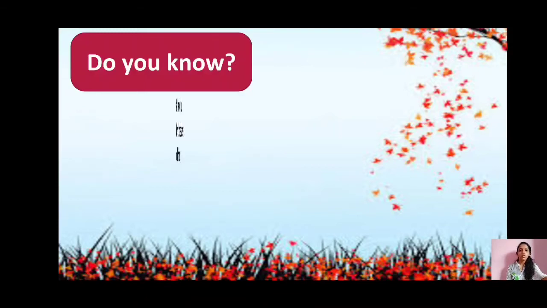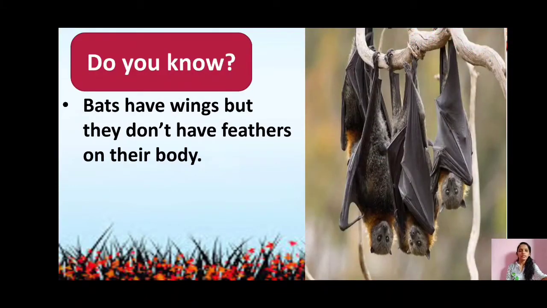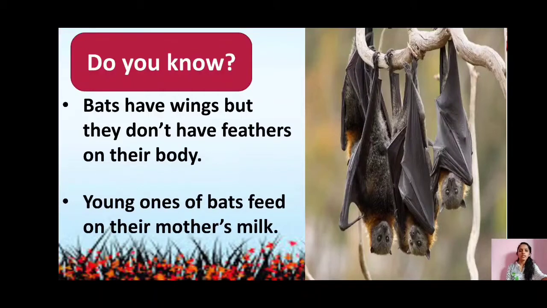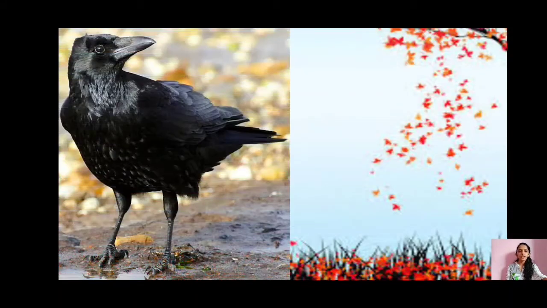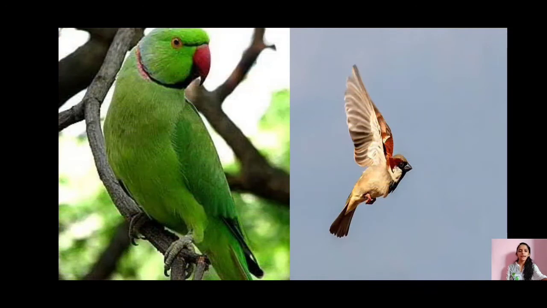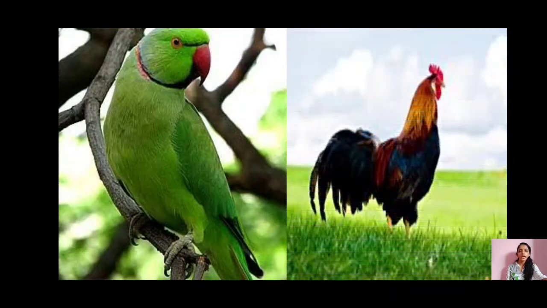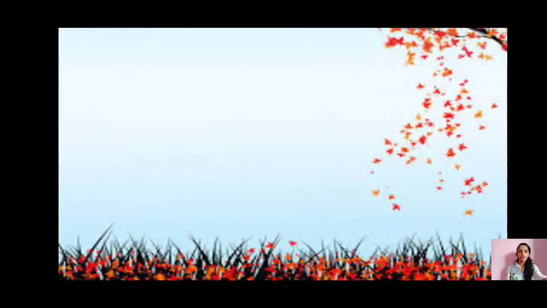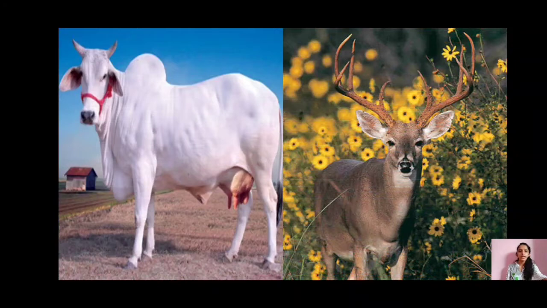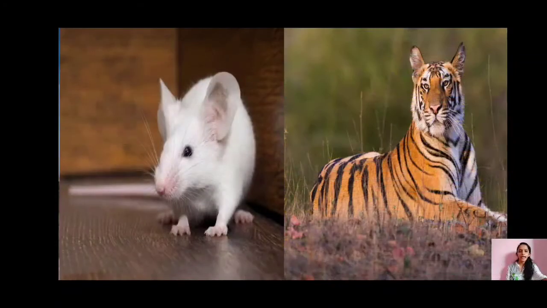Do you know? Bats have wings but they don't have feathers on their body. Young ones of bats feed on their mother's milk. Bats are not birds like a crow, sparrow, parrot and cock. They are included in the group of animals like cow, deer, mouse and tiger. Thus, bat falls in the category of animals.